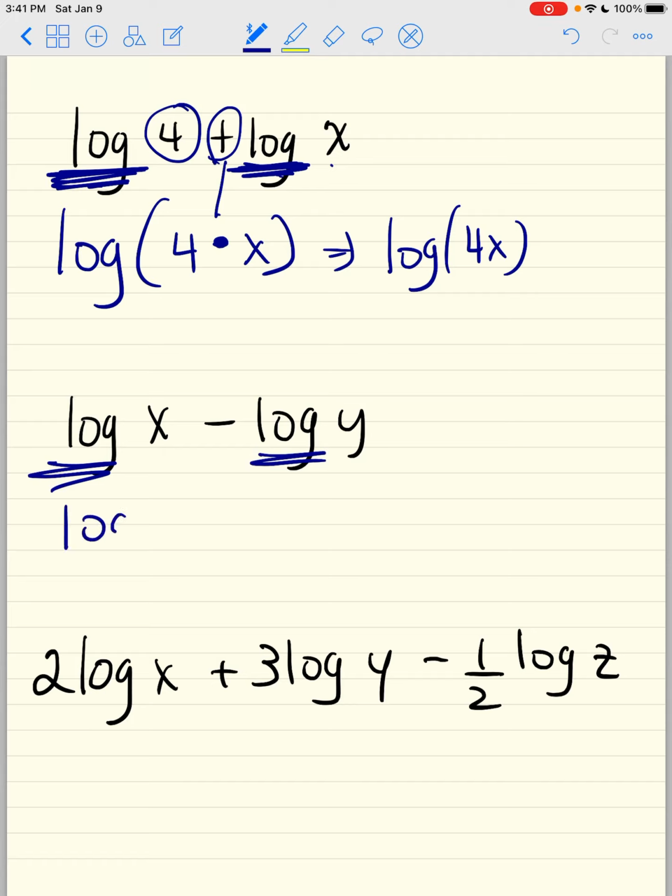Factor out the log. You have x from here, minus becomes division, y.